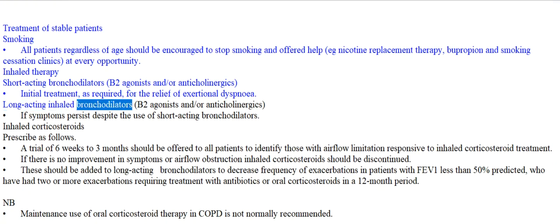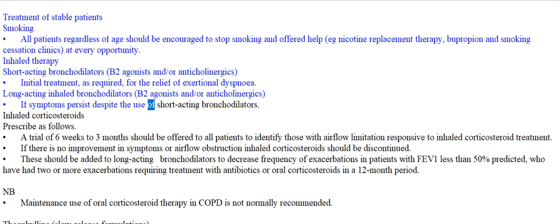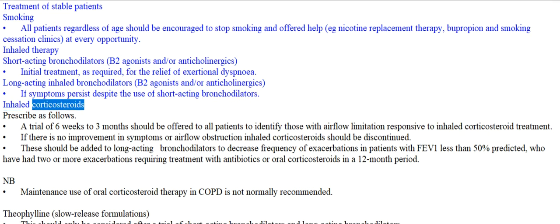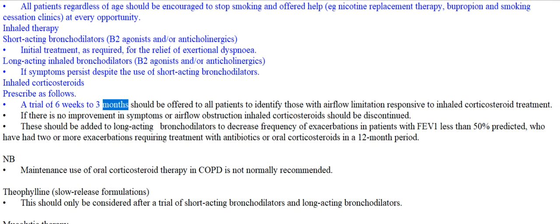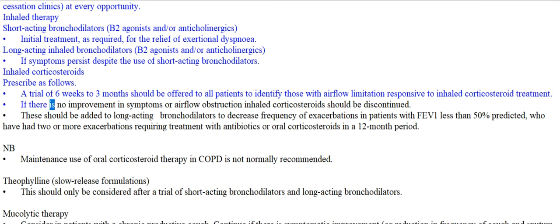Long-acting inhaled bronchodilators, B2 agonists and/or anticholinergics: if symptoms persist despite the use of short-acting bronchodilators. Inhaled corticosteroids. Prescribe as follows. A trial of 6 weeks to 3 months should be offered to all patients to identify those with airflow limitation responsive to inhaled corticosteroid treatment. If there is no improvement in symptoms or airflow obstruction, inhaled corticosteroids should be discontinued.